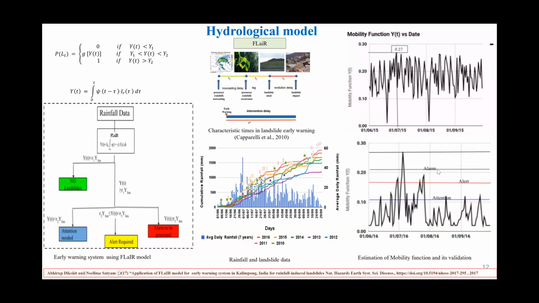So then, for generation of attention, alert, alarm, whatever the critical value, we multiplied that by 0.4, 0.6, and 0.8. So if your graph is touching this attention line, which is 0.4 times your critical value, then the local administration can be attentive. And if it touches this one, they can give an alert to the public. And if it touches 0.8 times the critical value, then you can create an alarm. Okay, so this is how we can build an operational model.